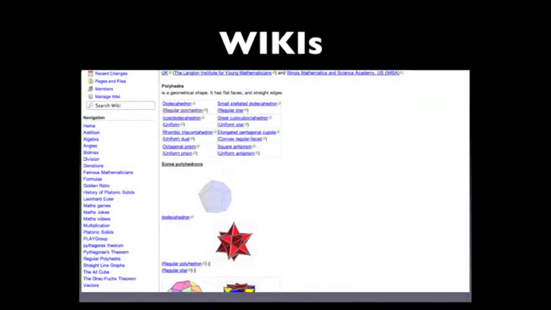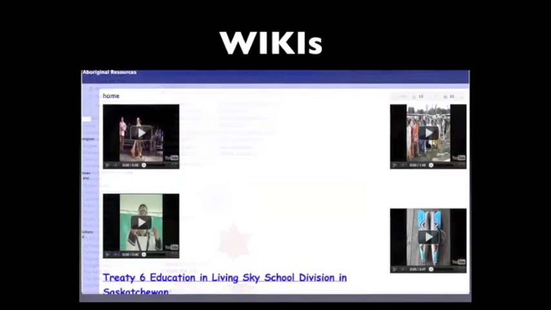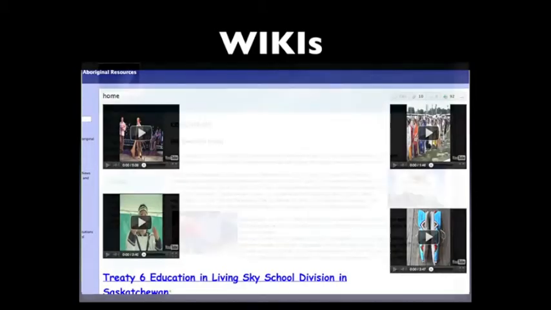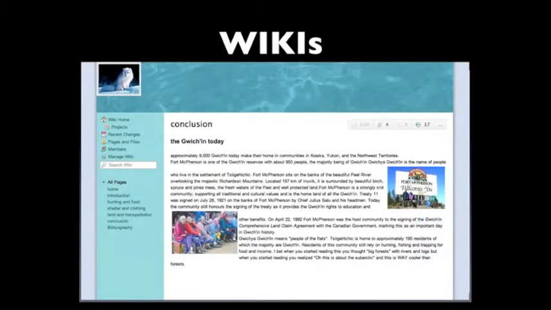This wiki was developed by two math classes wanting to collaborate on all things math, one class in the UK and the other in the US. Here a wiki has been developed to explain what Treaty 6 is all about. Wikis are being used in NWT schools. This one developed in the Beaufort Delta explaining Gwich'in culture.